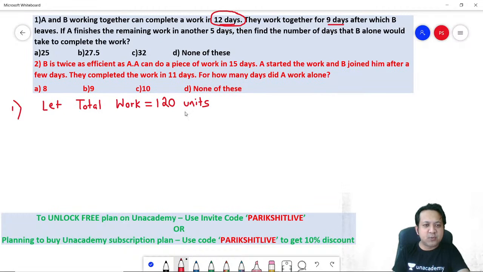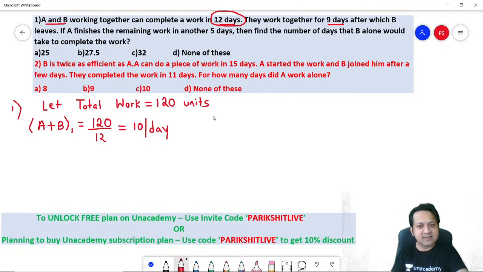If total work is 120 units, you know what? A and B do the work in 12 days. So can I say in one day, A and B must be doing 120 divided by 12, so basically 10 units per day. 10 units per day. Yes?